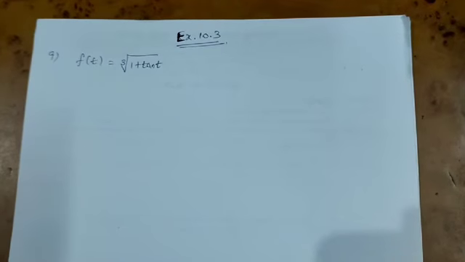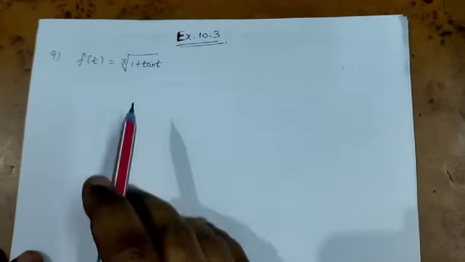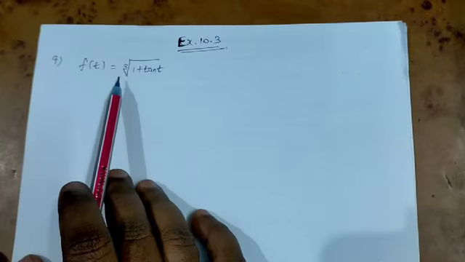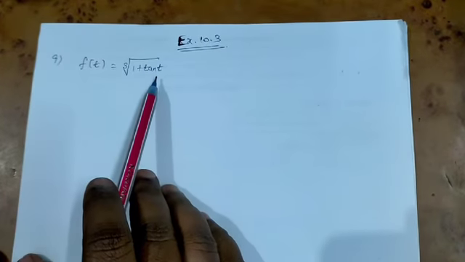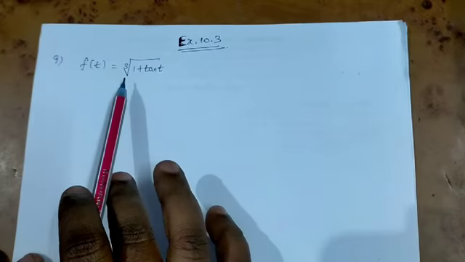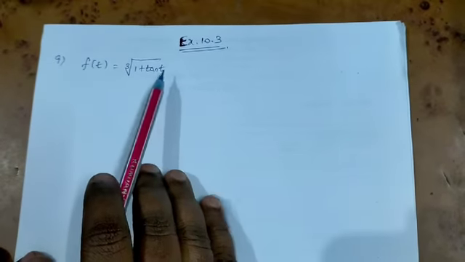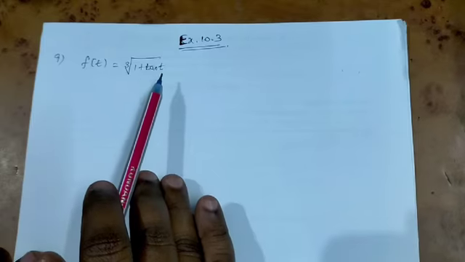Good morning, children. Now we are going to see the ninth question in exercise 10.3. Look at this question. f of t is equal to the cube root of 1 plus tan t. We are asked to differentiate this with respect to the independent variable. Here the independent variable is t. Let us start our differentiation.